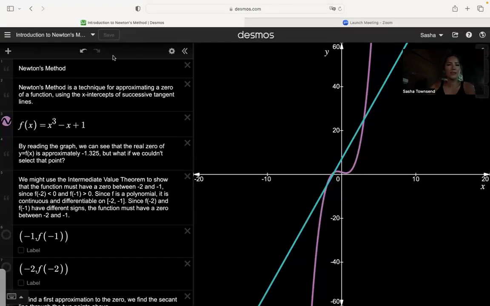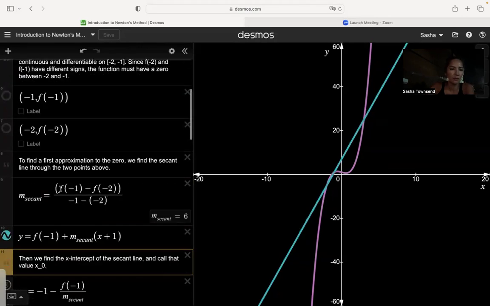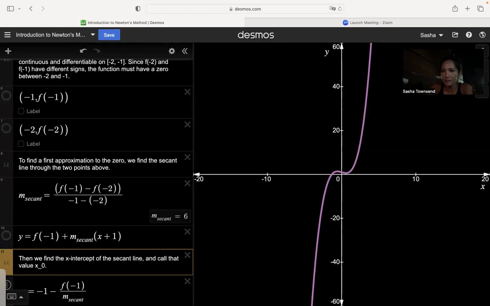In this video, we discuss Newton's method, which is a technique for approximating the zero of a function using the x-intercepts of successive tangent lines. So suppose that we've got this function, y equals x cubed minus x plus 1. Well, that's a cubic function. We can tell that it crosses the x-axis once.